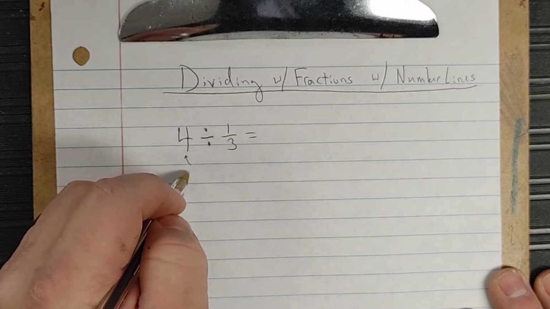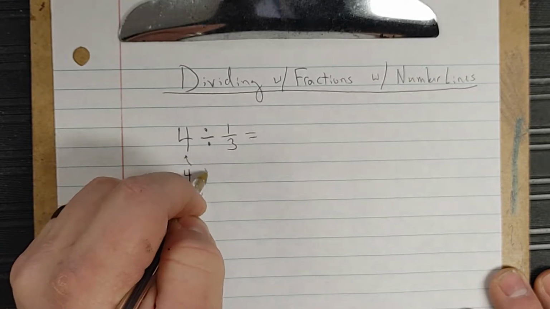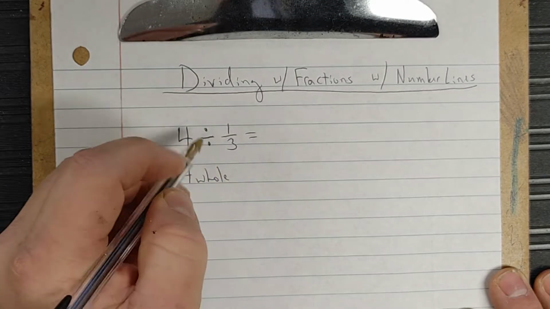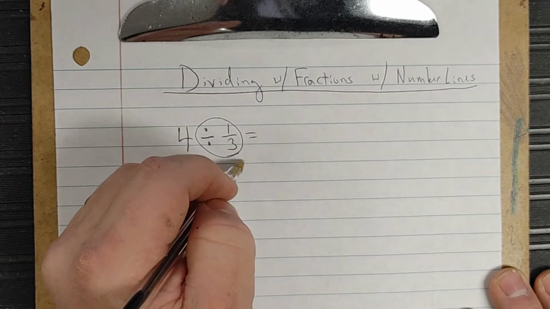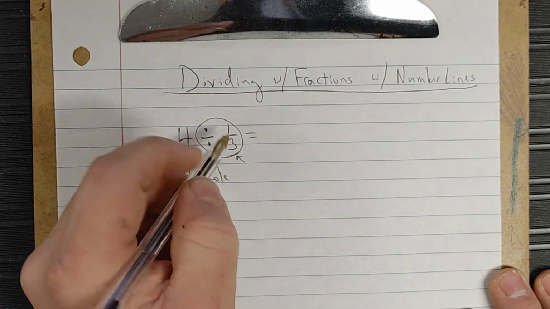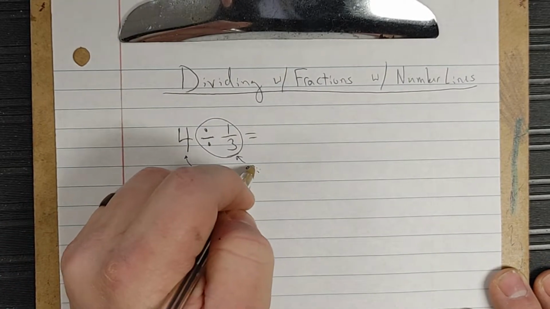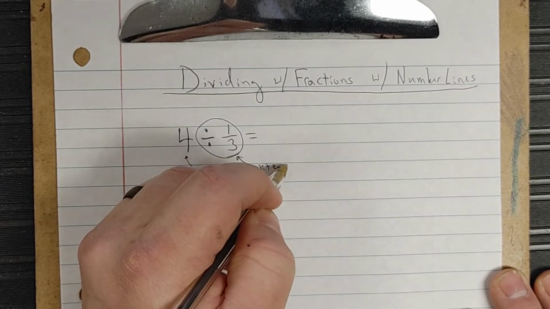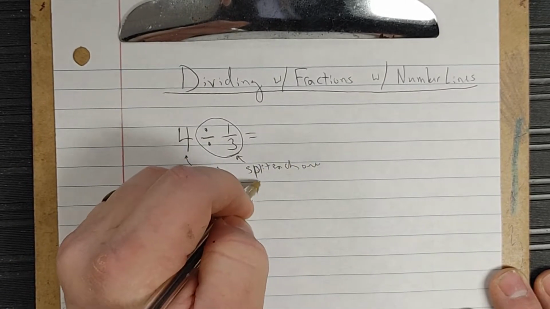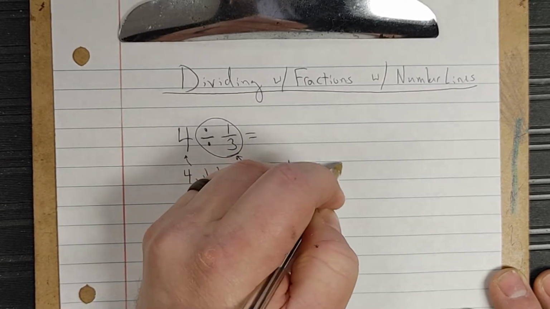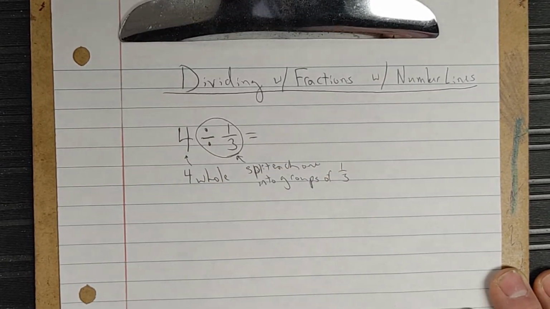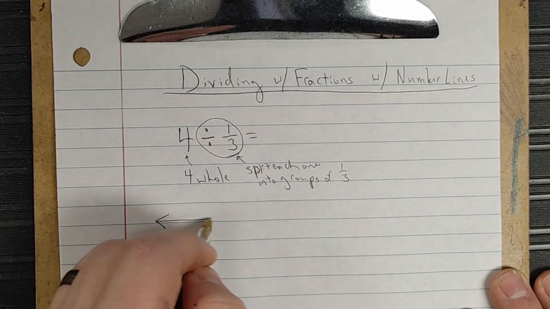It means that we have 4 wholes. We have 4 whole amounts, and we are going to split each one into groups of 1/3. So let's show that on a number line.